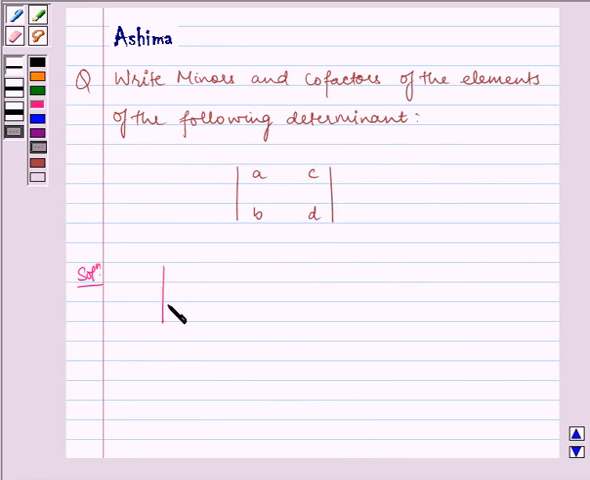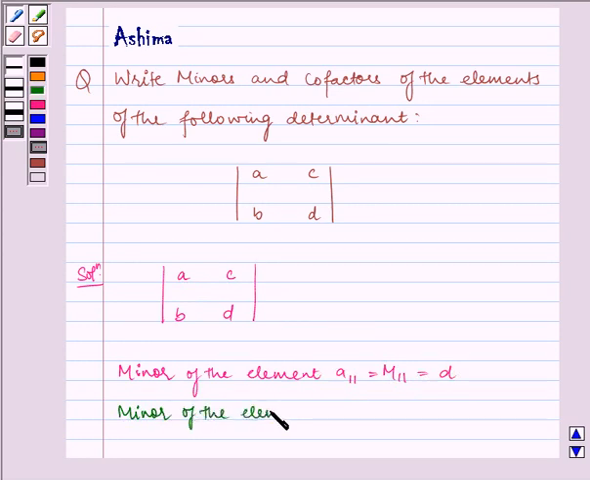We have our determinant as A, C, B, D. Now, minor of the element A11, that is A, is equal to M11, which is equal to D. Now, minor of the element A12, which is C, is equal to M12, which is equal to B.